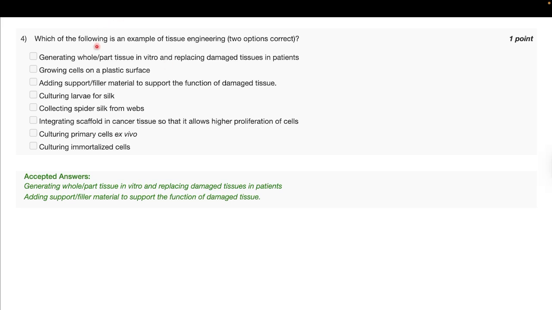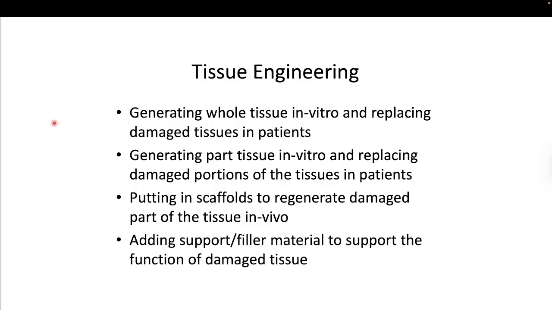So tissue engineering could be generating whole tissue in vitro and replacing damaged tissues in patients. We just talked about it at the start, right? Or it could be generating only part of the tissue in vitro, outside the body, and then replacing the damaged portions of the tissue inside the patient. It could be putting in scaffolds to regenerate damaged part of the tissue in vivo.